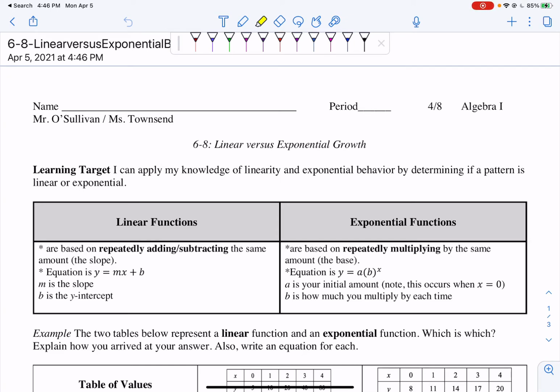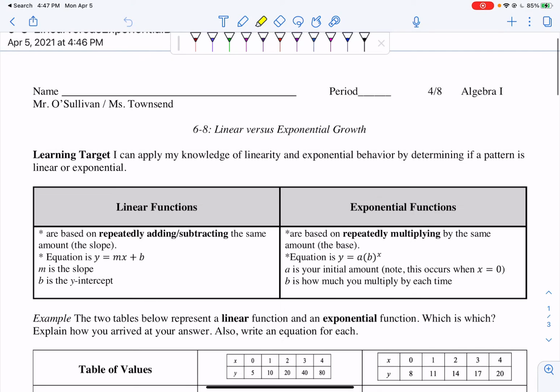Today we're going to be looking at lesson 6-8, linear versus exponential growth. It is Thursday, April 8th. Okay, let's begin. Today's learning target is: I can apply my knowledge of linearity and exponential behavior by determining if a pattern is linear or exponential.